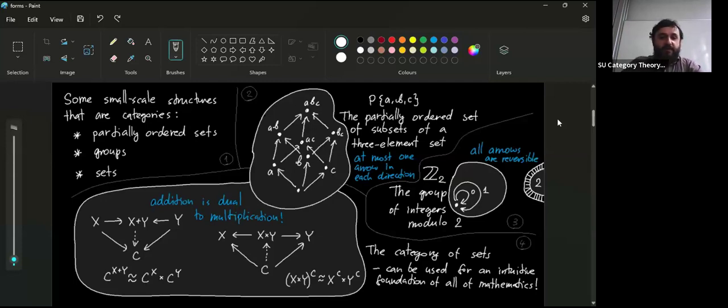In area 4, we have another category where objects are sets. Interestingly, if you take the disjoint union of sets and Cartesian product of sets, you'll get mappings that relate these sets with the original ones. For example, from x, y to x plus y, the disjoint union of x and y, you get the inclusion map. Map everything in x to its copy in the disjoint union. And same you have from y to x plus y.